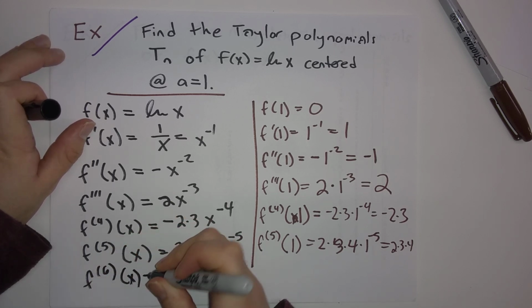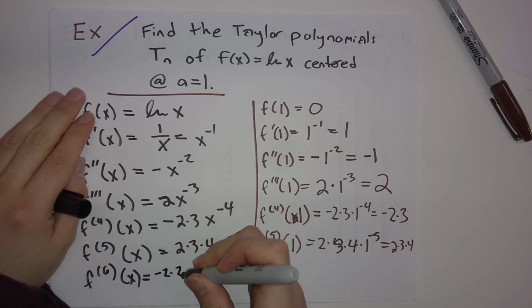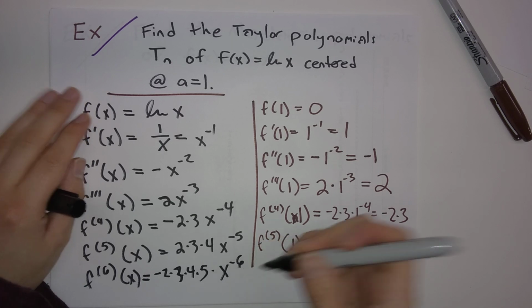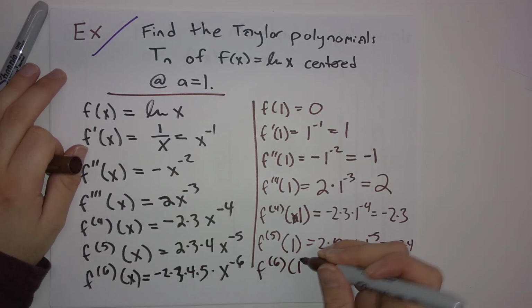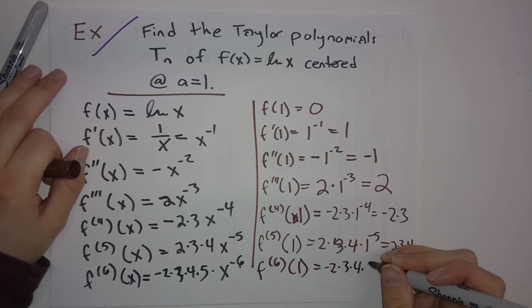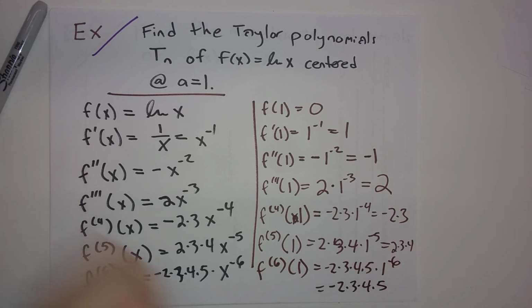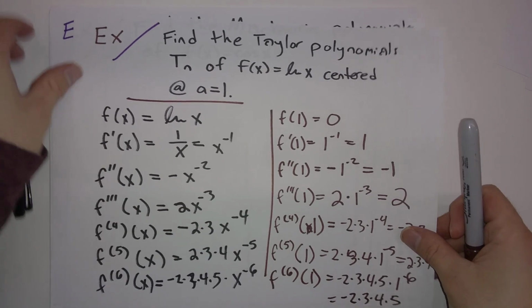The sixth derivative here is, bring down that minus 5, minus 2 times 3 times 4 times 5 times x to the minus 6. And when we plug in 1 in here, we end up with minus 2 times 3 times 4 times 5 times 1 to the minus 6. And sure enough, that is minus 2 times 3 times 4 times 5.